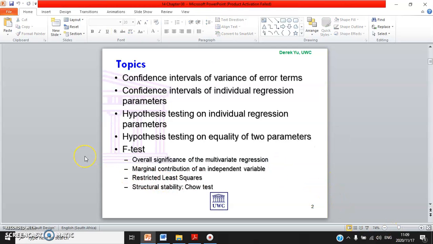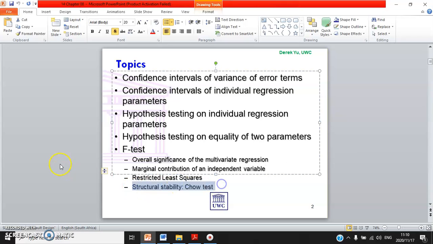F-test on joint significance of all explanatory variables. Second one, F-test on marginal contribution of additional explanatory variables. So in other words, we want to know if the regression improves after adding a few more additional explanatory variables. Restricted least squares means if we impose some restriction on the slope parameters of the multivariate regression, is it going to improve or deteriorate the regression?